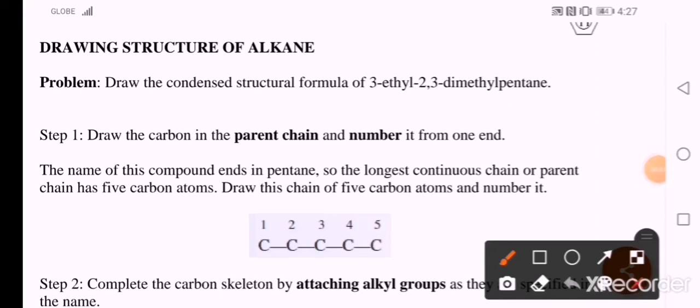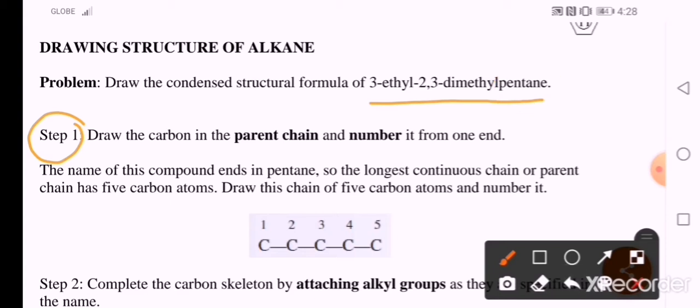Okay, how to draw the structure of alkane. If we have, kung ang pinapadrawing sa atin ay 3-ethyl 2,3-dimethyl pentane. Okay, so first step, you have to draw the parent chain. Ang parent chain ay yung pinakamahabang word dun sa pangalan. Okay, so that is pentane.